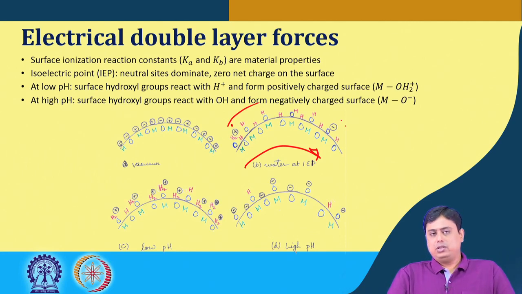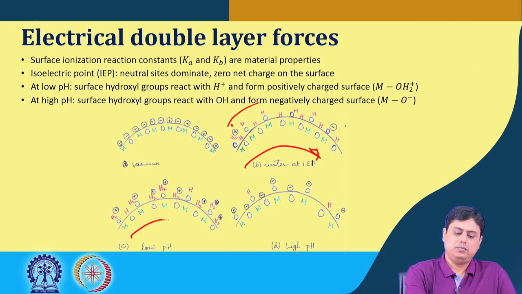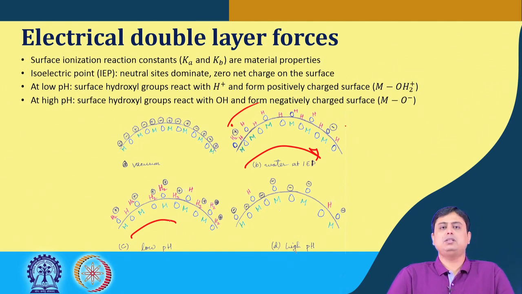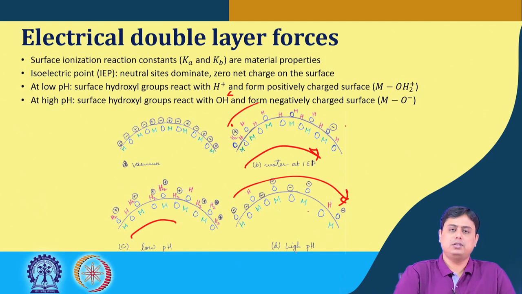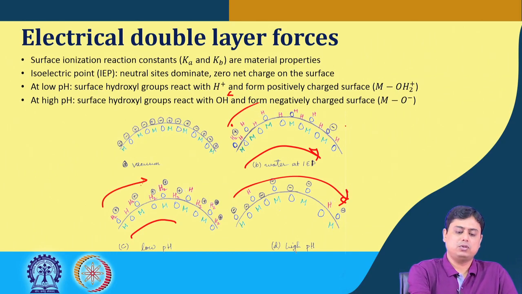But at low pH, the surface hydroxyl groups, as I mentioned, will react with H plus and form the positively charged surface. This is the low pH case, which means the acidic medium. And at high pH, these hydroxyl groups will react with OH minus and will form a negatively charged surface, which is MO minus. So, here the surface is negatively charged, and there we have positively charged surfaces.